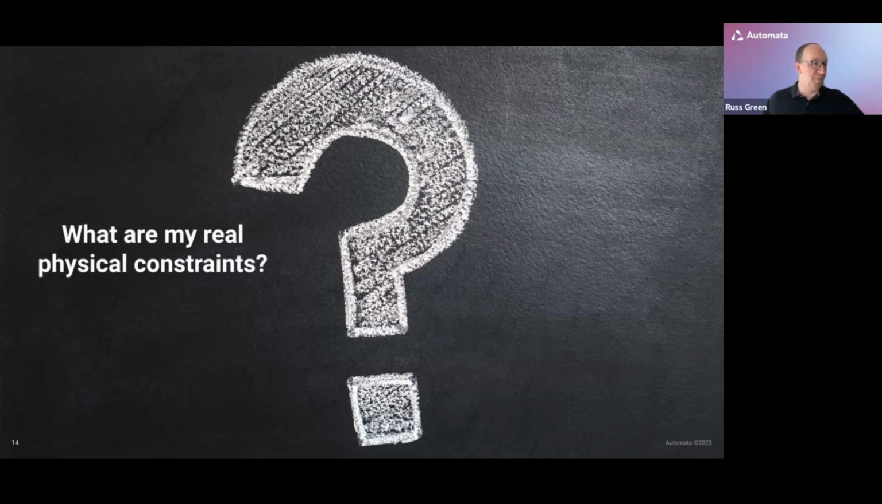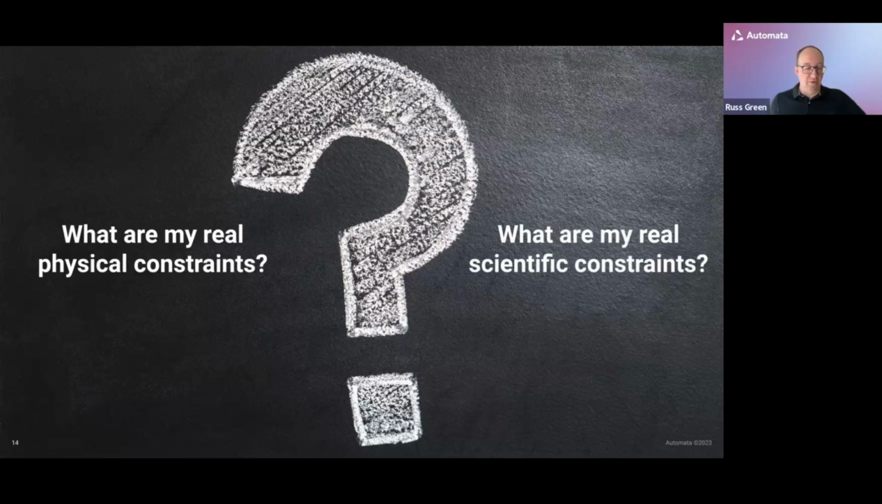So what do we have to think about here? I tend to bucket these into a couple of different areas when trying to think about how we might change our experimentation. One is considering what are my real physical constraints, i.e. the space that I'm working with, the labware that I'm working with. And the other area, which I'm going to go into more detail on the next slide, is what are my real scientific constraints. I've got a few examples of those.